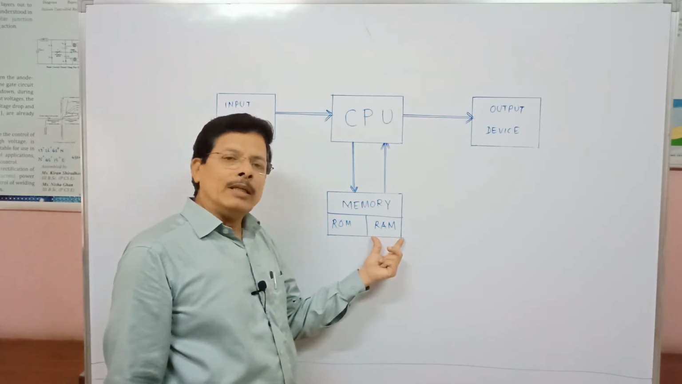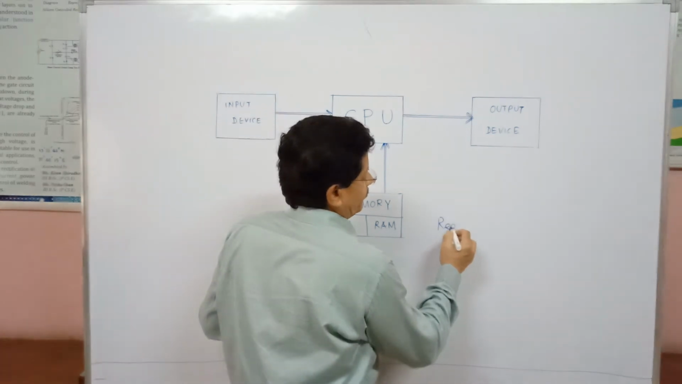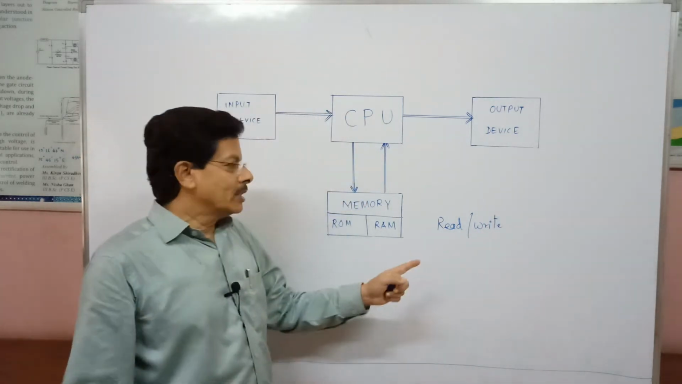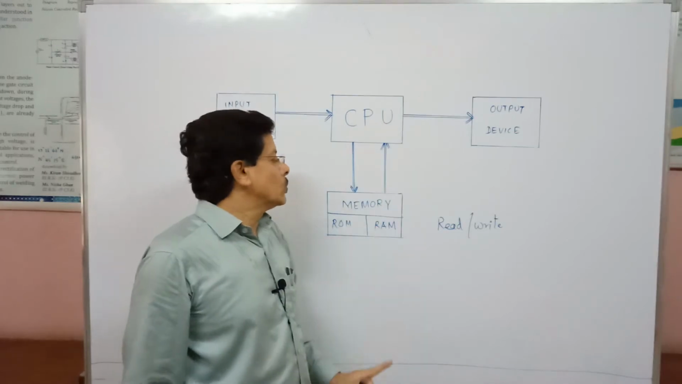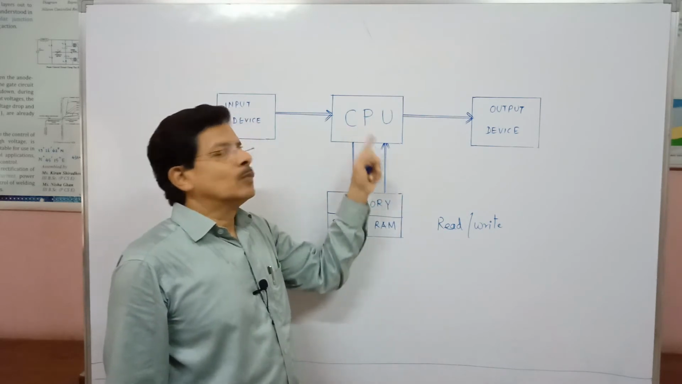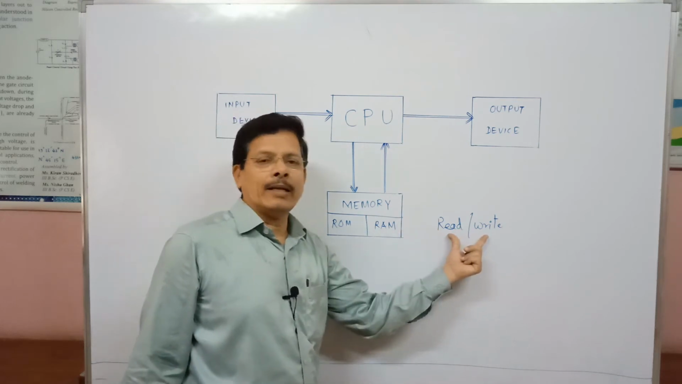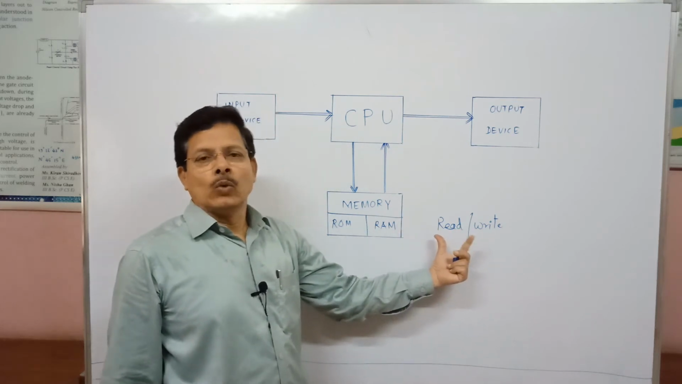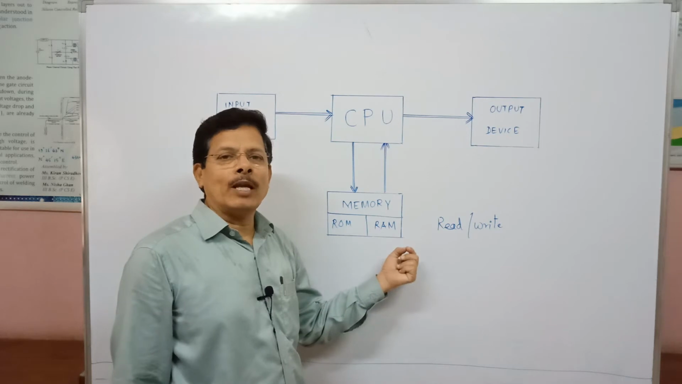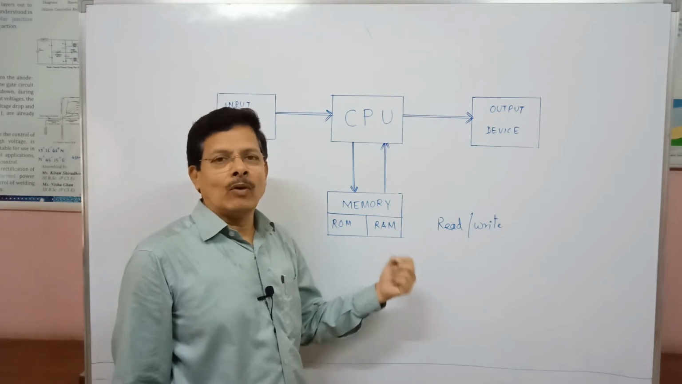Then the other part of the memory is random access memory. Actually, it is read write type. Read write means the central processing unit can read the content of this memory as well as write into this memory. That's why it is read write, and it is a temporary memory. It is a volatile memory because it loses its content the moment the power supply to it is switched off. So it doesn't retain the information. That's why I call it a temporary memory.